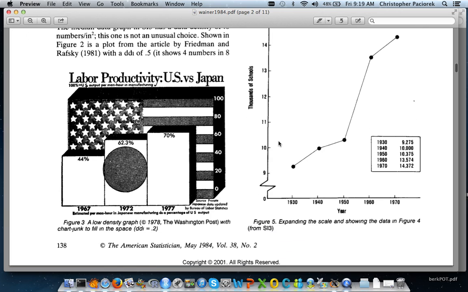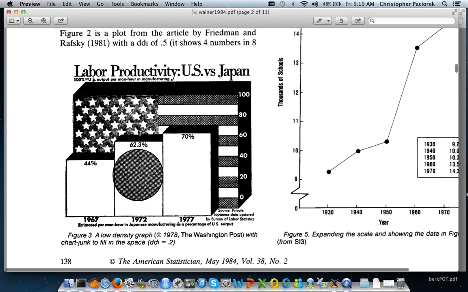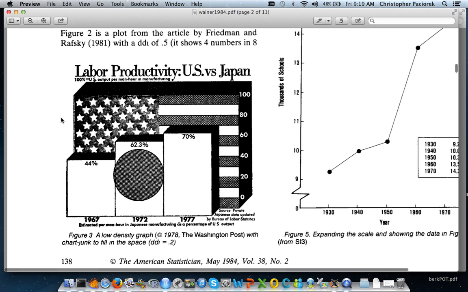Here's one I particularly like. So this obviously still looks old, and these days this would be in color, et cetera. But how many data points are on this graph to the left here? If it's hard to see, it might be because there's all of this other stuff going on in the graph.